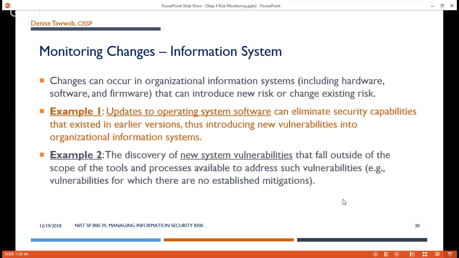So, monitoring changes as it relates to the information system. Changes can occur in organizational information systems, whether hardware, software, or firmware, that can introduce new risk or change existing risk. An example: one, a simple update to operating system software can eliminate security capabilities that existed in earlier versions, thereby introducing new vulnerabilities into your information systems. Another example is the discovery of new system vulnerabilities that fall outside of the scope of the tools and processes available to address such vulnerabilities.